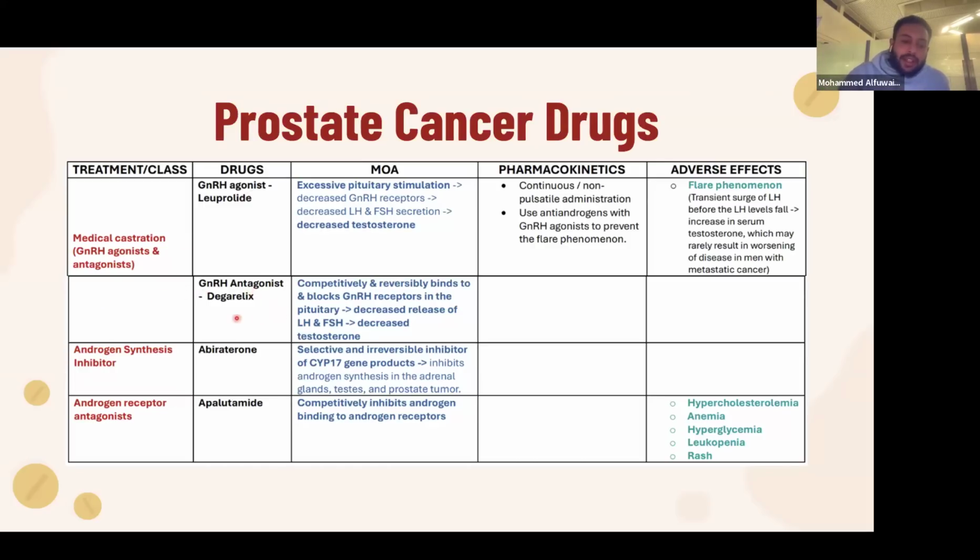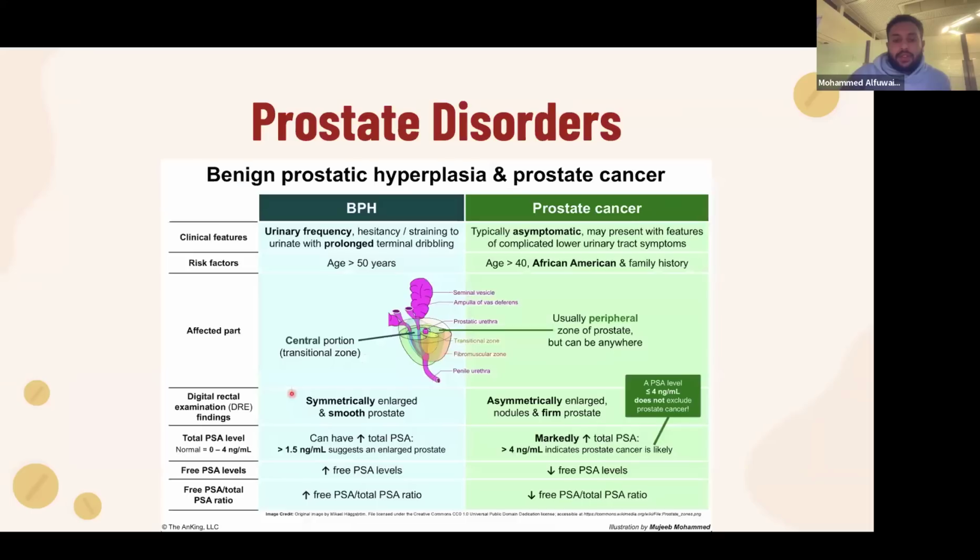Then we have androgen synthesis inhibitors and androgen receptor antagonists as well. Very simple: in prostate BPH, you try to dilate or inhibit dihydrotestosterone. Simple. Prostate cancer, anti-androgen. You just want to inhibit androgens. That's it. That's it for the prostate.